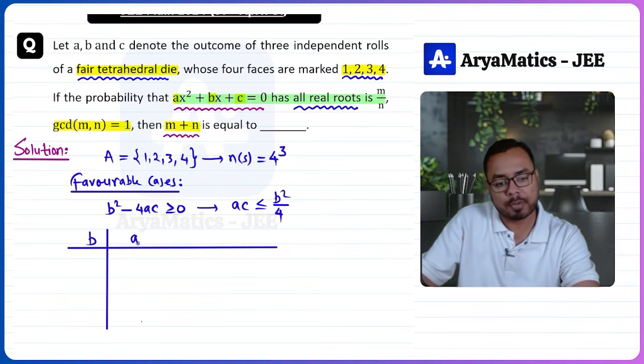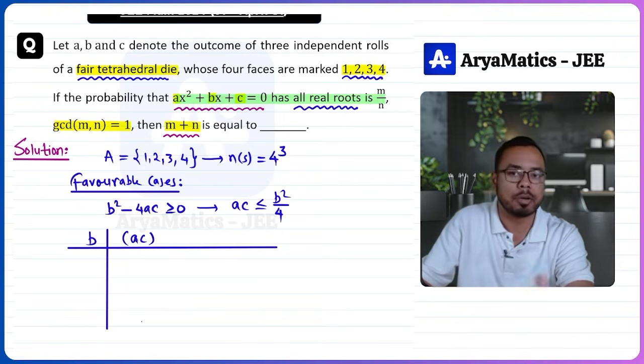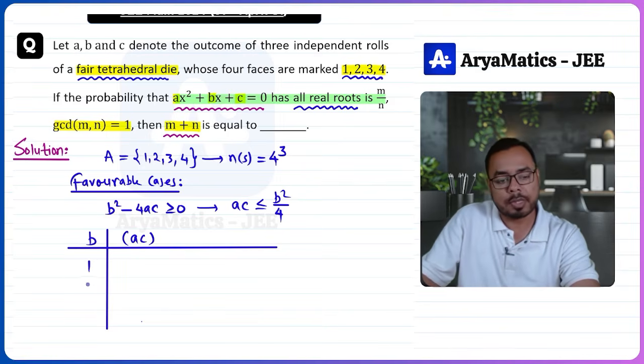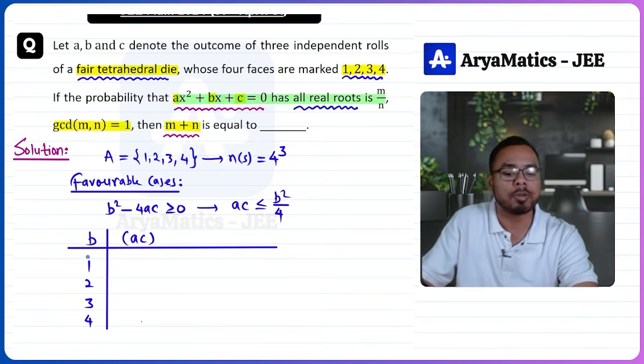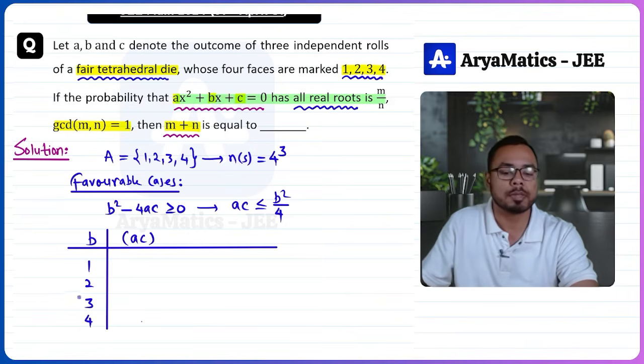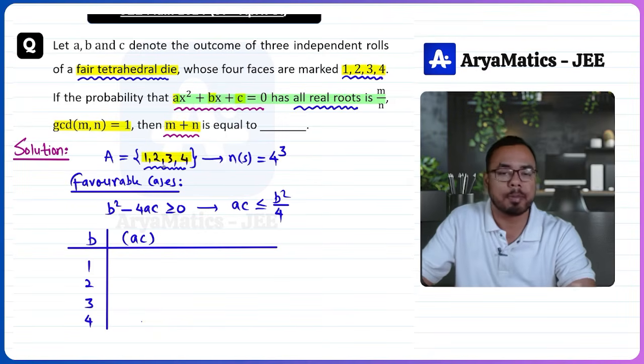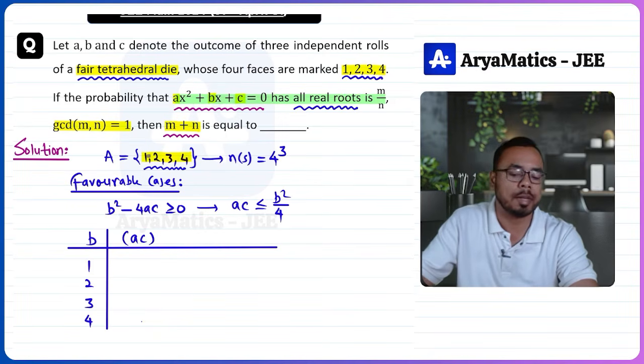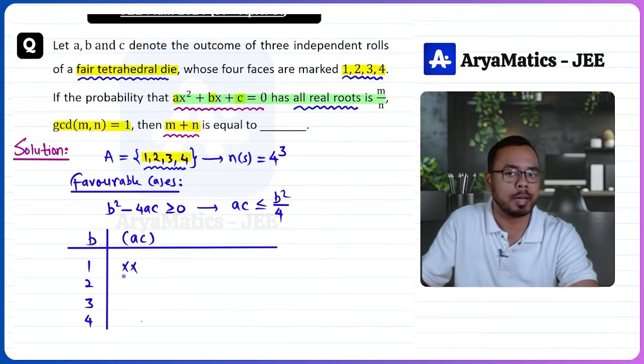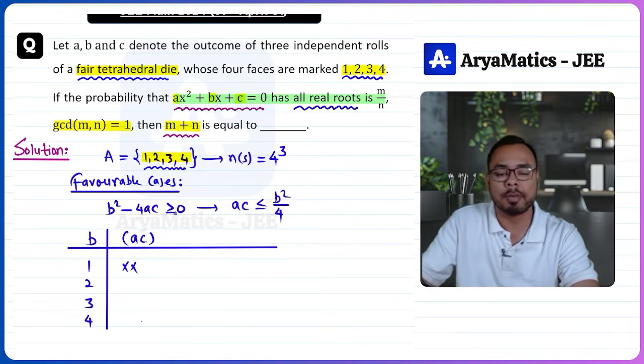So on one side we'll write different possibilities for B, and on the other side we'll write the ordered pairs AC. Because it is a tetrahedral dice and the different faces are marked 1, 2, 3, 4, for B we have these four options. Either B will be 1 or 2 or 3 or 4. Right? These are the four possible values for B. Now remember, if B is 1, AC should be less than or equal to 1 by 4, and A and C also we have to select from here only. So the minimum product that you can create for AC will be 1 when A and C both are 1. So in this case we'll not get anything. If B is 1, then you cannot make a quadratic equation with real roots because the discriminant will be negative.